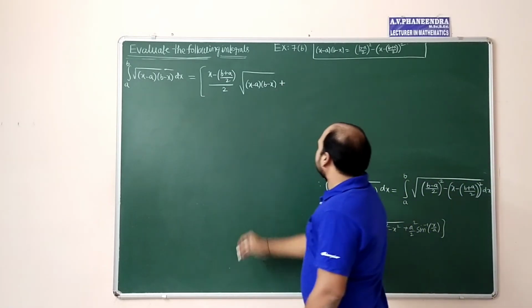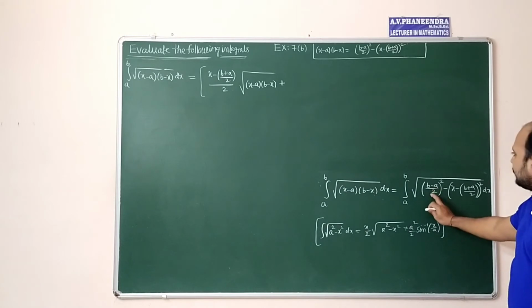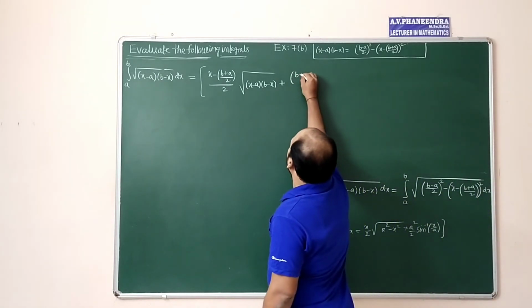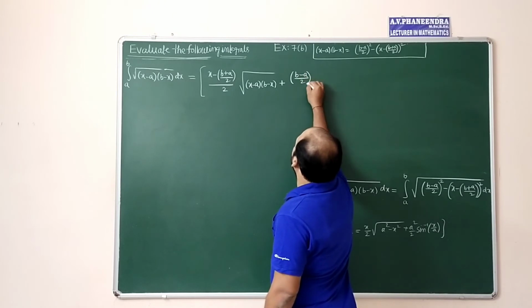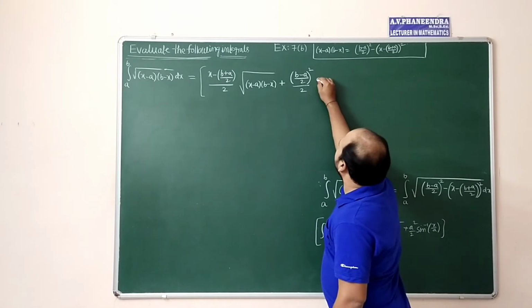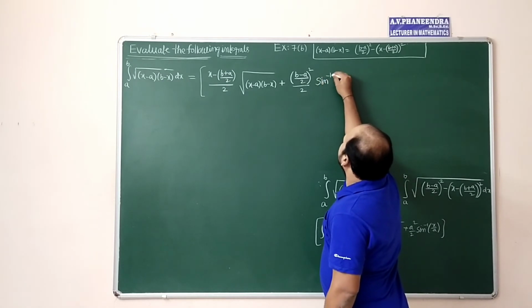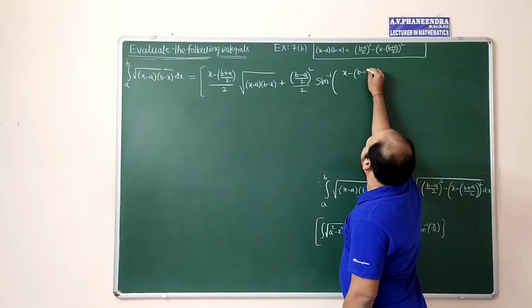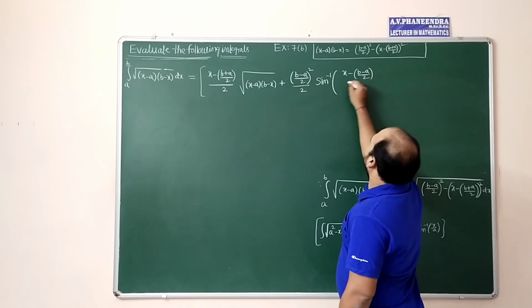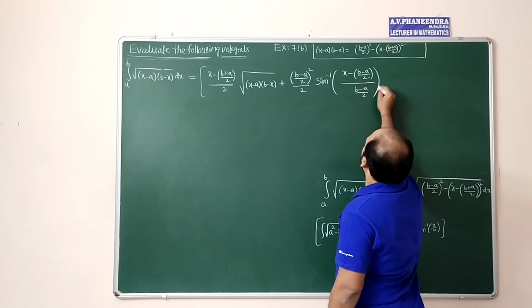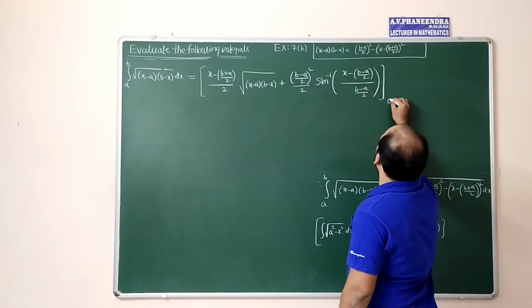What is a square here? A square value is b minus a by 2 whole square. B minus a by 2 whole square by 2. That means a square by 2 into sine inverse x by a. Sine inverse x, x value is what? X minus b minus a by 2 by a. A value is b minus a by 2. After that, applying the limits a to b.